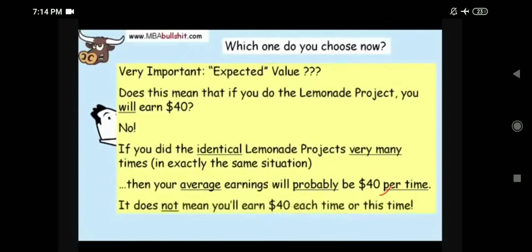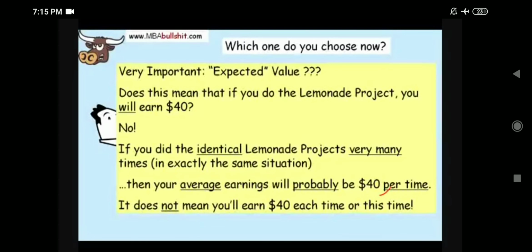On the average. So it does not mean you'll earn $40 each time, and it certainly does not mean you will earn $40 this time. It just means your average earnings would be $40 if, in some strange world, you had the chance to replicate exactly the same situation many, many times. So make sure you understand that that's what we mean by expected value. It is different from everyday street language.